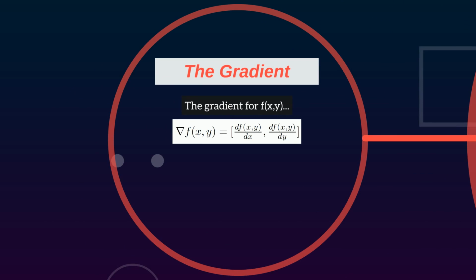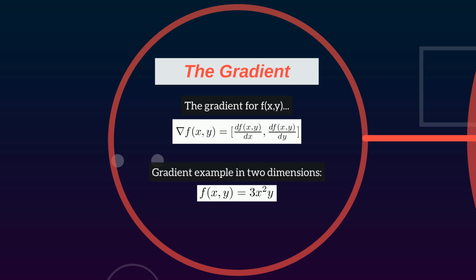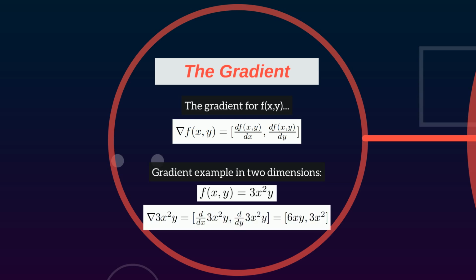So let's look at that a little bit more with some examples. If we had the gradient for f of x, y, this would be the same as writing the partial of f with respect to x in the first position in our array, and then the partial of f with respect to y in the second position of our array. So if we have an equation, 3x squared times y, which is the equation we've been using up until this point, the gradient of f of x, y in this case would simply be both partials.